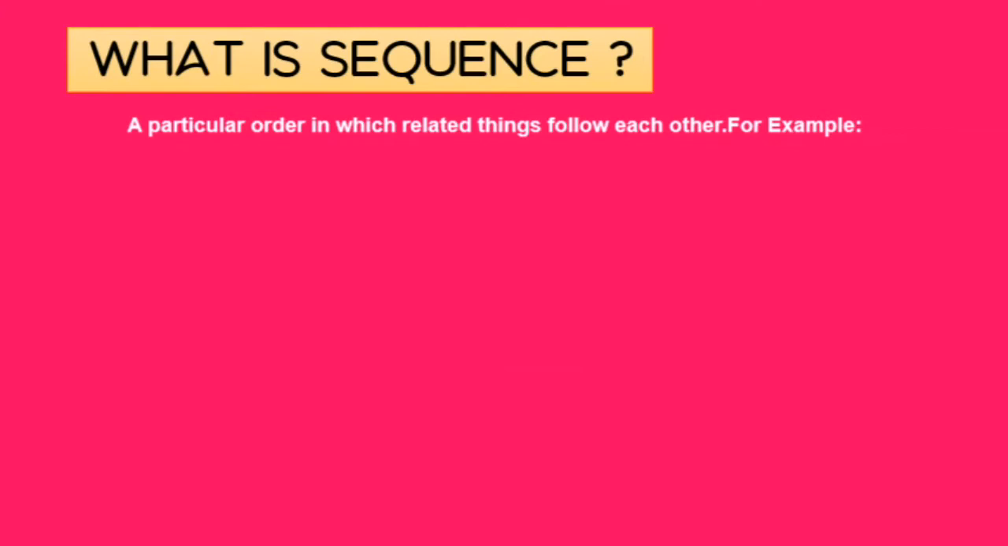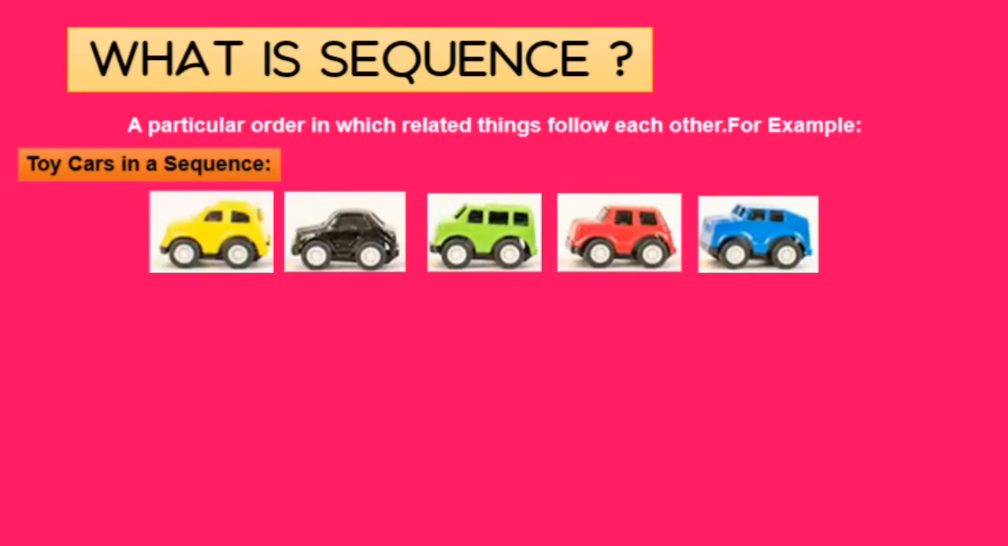I'm going to give you one example first: toy cars in a sequence. These are the cars, and I put all those cars in a sequence. If we count normally, it is 1, 2, 3, 4, 5. But in programming, the index value starts from 0, 1, 2, 3, 4. So that is car 0, car 1, car 2, car 3, car 4.